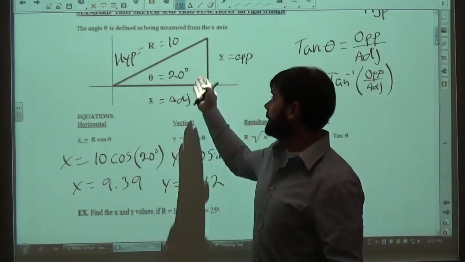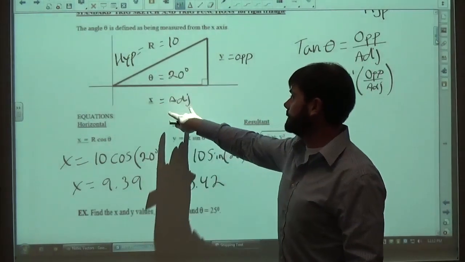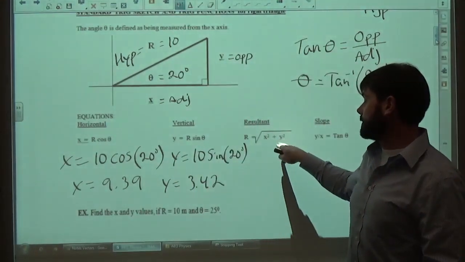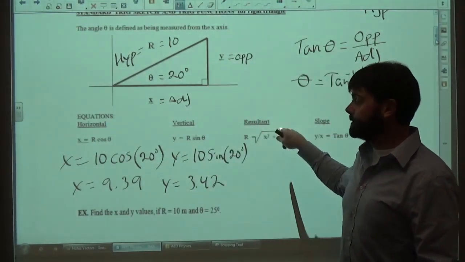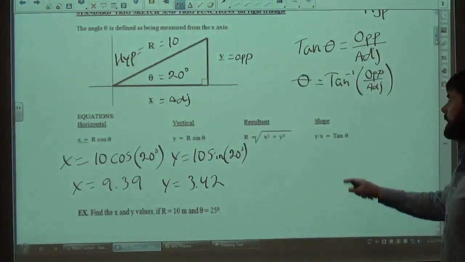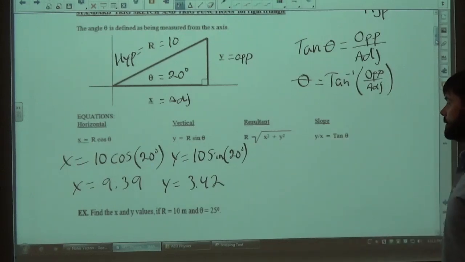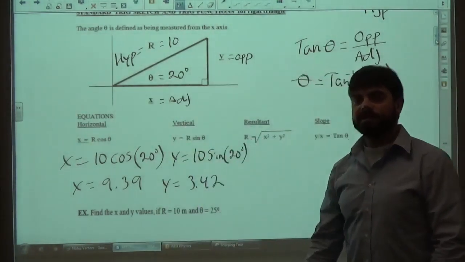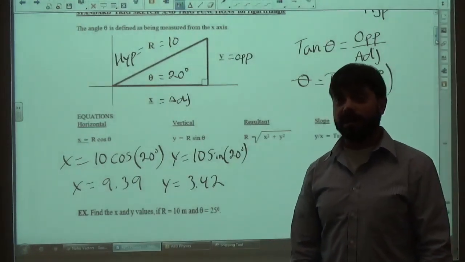So if I did not know what this was, if this was 7 and this was 3, we would have to square 7 and square 3. Once we get the sum of those, we'll square root it, and that would tell us the length of our hypotenuse. And then to find slope, which is your rise over your run, or your y over your x, you can just take the tangent of whatever that angle is.